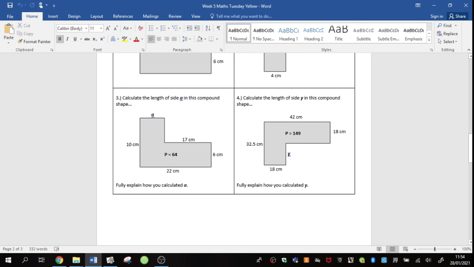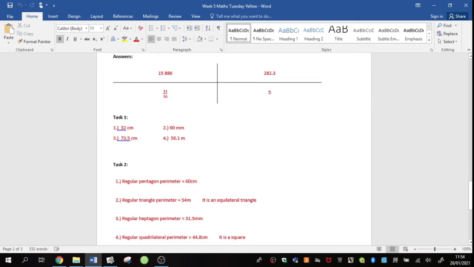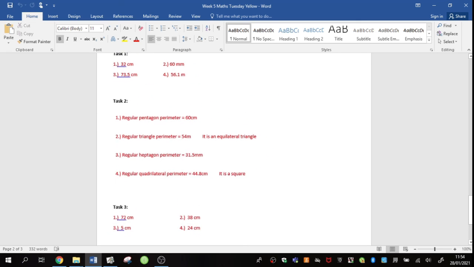Your task now, look at question 3, question 4. Have a go at working backwards with them. You can see how question 4 goes into decimals slightly. Once you've done that, I'm sure you've already seen all answers are at the bottom.